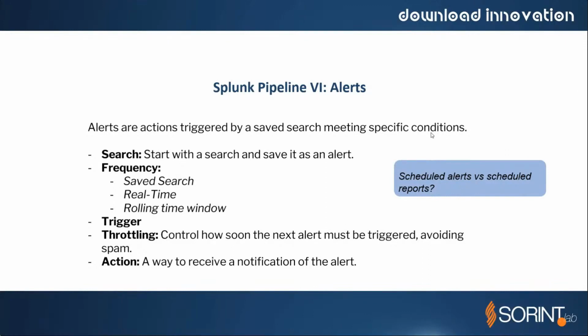We can also track trends over time with throttling. And then finally, an action is what happens once an alert is triggered. So we can send an email, update a general web resource with the webhook action, write the result to a CSV, and so on.